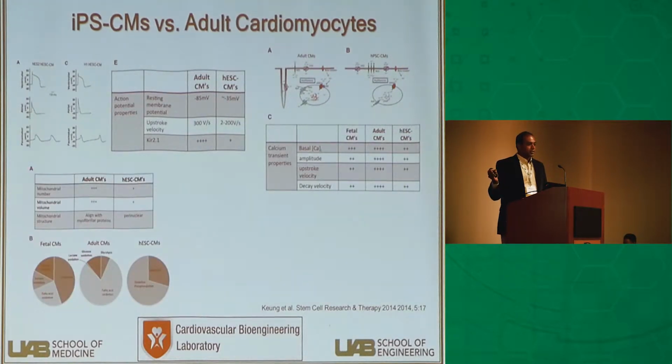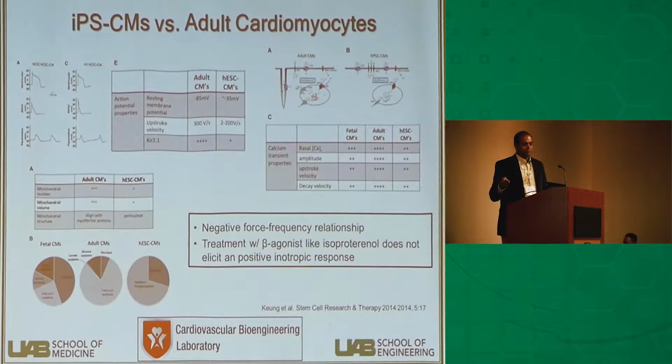In terms of mitochondrial numbers and organization, they're very different from adult cardiomyocytes. In terms of energy, they rely on glycolysis and oxidative phosphorylation, whereas adult cardiomyocytes rely on fatty acid oxidation. Also, in terms of function, they have a negative force-frequency relationship, whereas adult cardiomyocytes have a positive force-frequency relationship. And treatment with a beta agonist like isoproterenol does not elicit a positive inotropic response. So these cells are very different from adult cardiomyocytes.